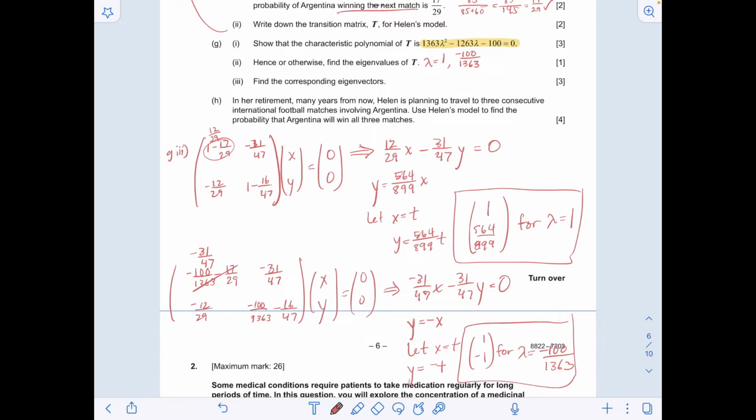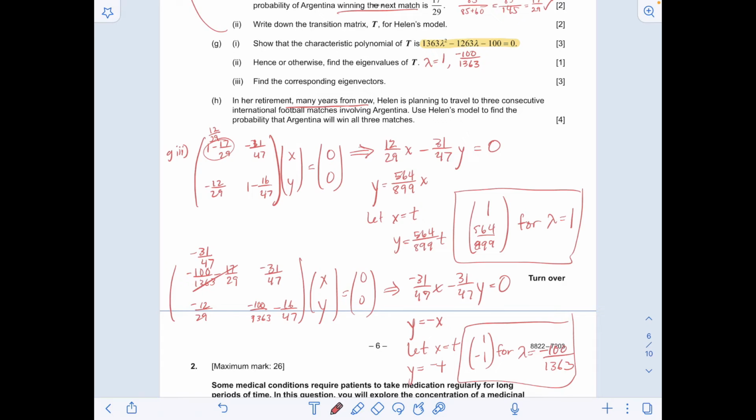And finally, for part H, we're told that in her retirement, many years from now, that's key, Helen is planning to travel to 3 consecutive international football matches involving Argentina. Use Helen's model to find the probability that Argentina will win all 3 matches. Okay, so we are going to find the steady state for this transition matrix. We'll know, because many years from now, we're thinking way, way off in the future. So what's the likelihood of a win way, way off in the future?